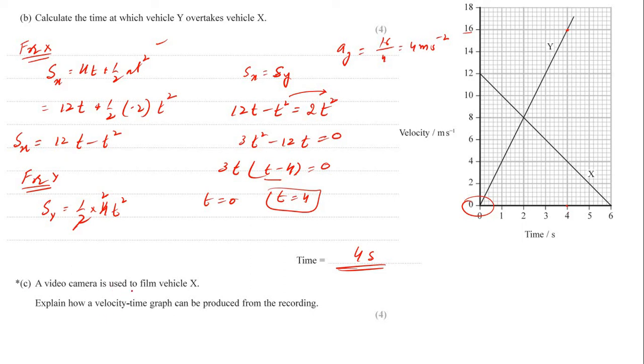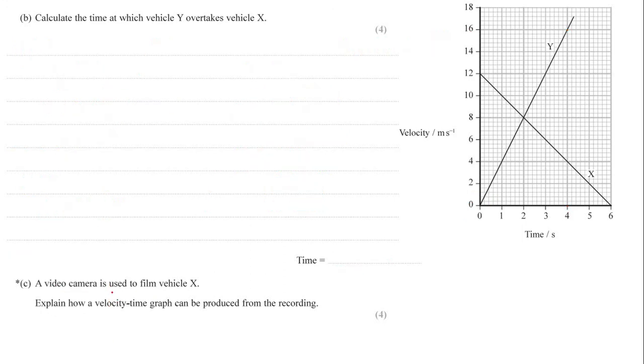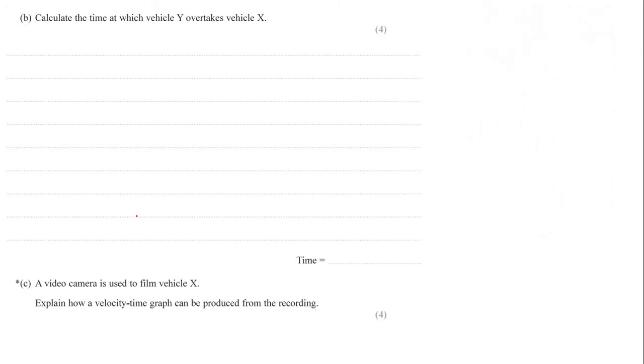A video camera is used to film vehicle X. Explain how the velocity time graph can be produced from the recording. A typical question of shooting some incident with a video camera. If you have a vehicle going on the road, you can place some marker and then start shooting the motion, and then you analyze the video frame by frame, and you can measure the distance from the frame and the time. Of course, time is recorded.